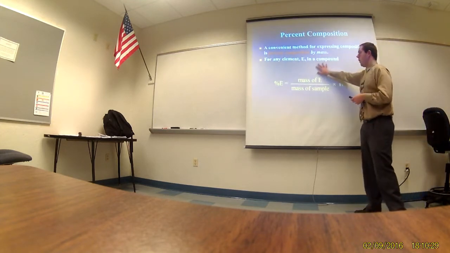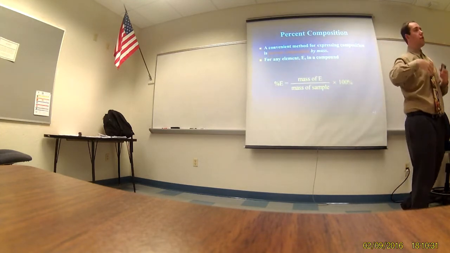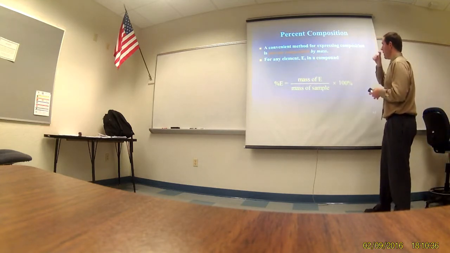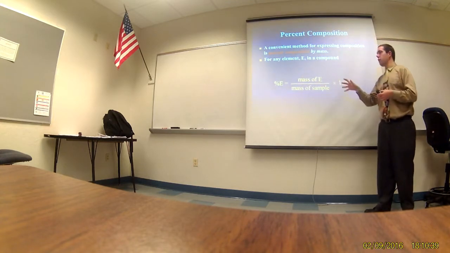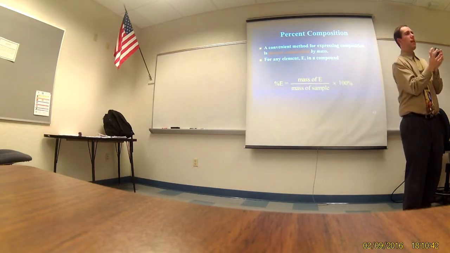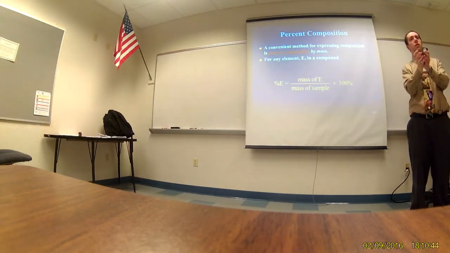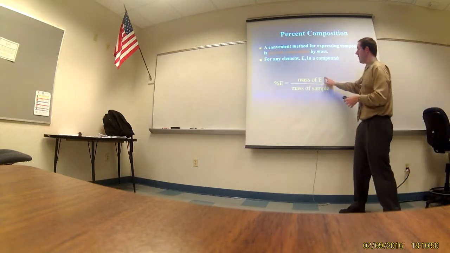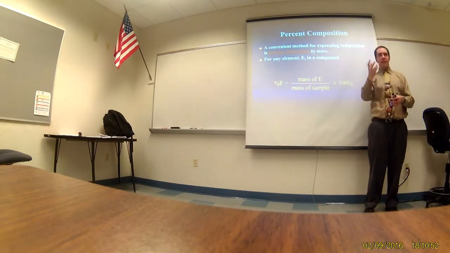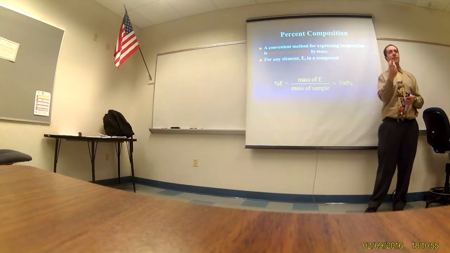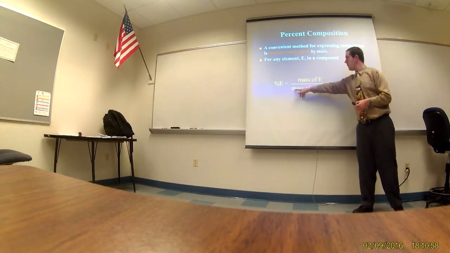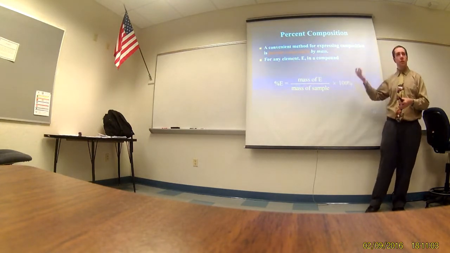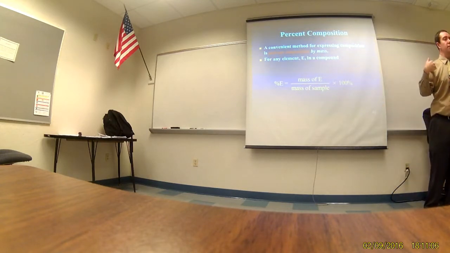So the first way that we can describe a compound mathematically is something called percent composition. And all it does is it tells us what percent of the total mass of a compound comes from each individual element. Okay? So what we're going to do is take the mass of the element we're looking at, how much mass of that element is in our compound, and divide by the total mass of the sample. Multiply by 100, and that will tell us what percent composition that element is.